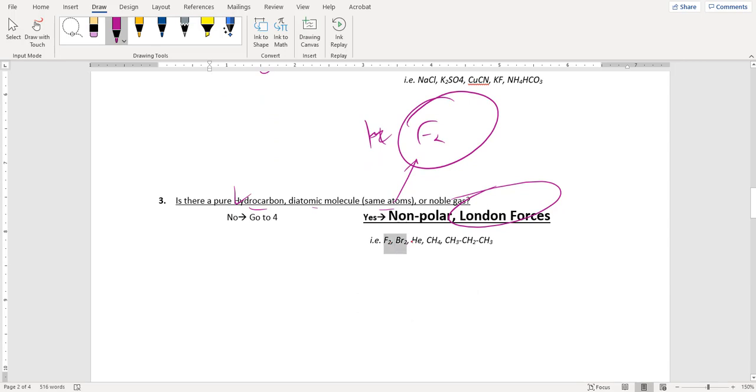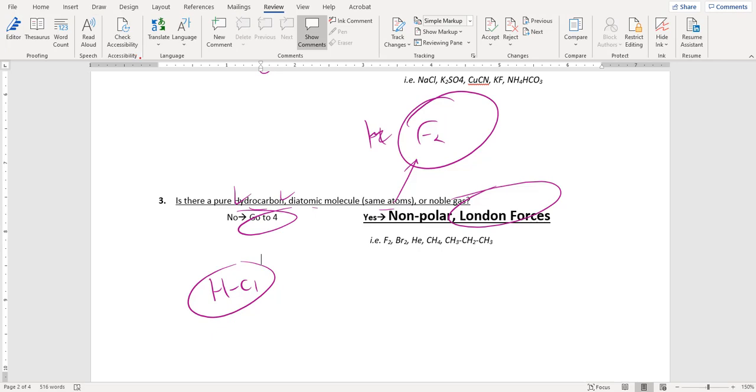So here are various examples of these. Those are all homodiatomic because of the same atoms, and then I have noble gases there, and I also have pure hydrocarbons, molecules that only have carbon and hydrogen. So that's pretty straightforward. So let's say I have a molecule that looks like this. Obviously, it doesn't meet the requirements for step 3, so you go straight to step 4.